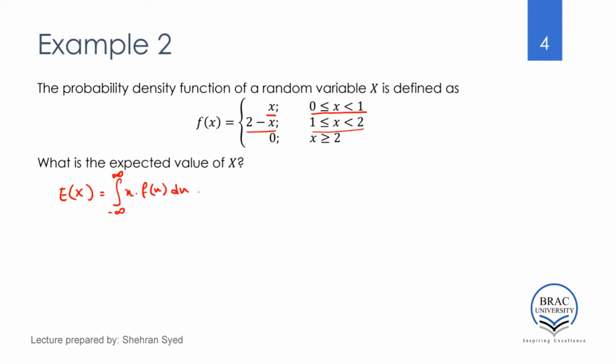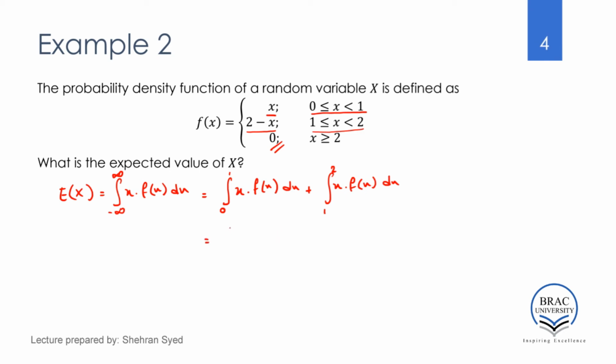So we can break our integral down into integration of x times f of x dx with limits 0 to 1 plus integration of x times f of x dx with limits 1 to 2. We don't need to consider this third part because f of x is equal to 0 when x is greater than or equal to 2.